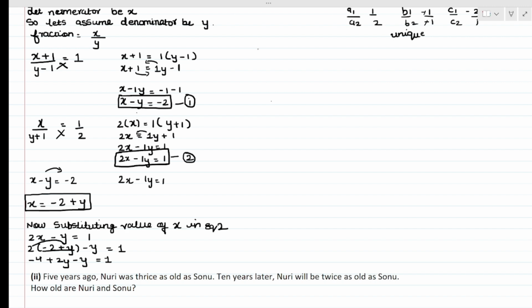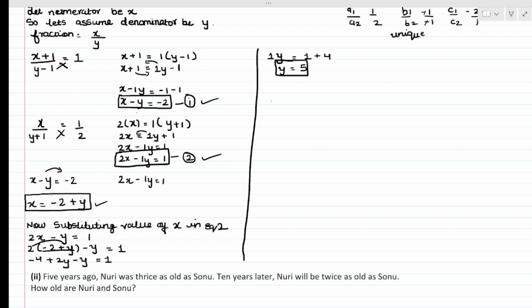Now take your like terms to one side. Make a line over here and you will get 2y minus y, that means you will get 1y equals 1 minus minus 4, that is, minus 4 goes to this side and becomes plus 4. y equals 5, that means my value of y is equal to 5. Now what will I do? I will substitute the value of y in any of the equations. You can take either 1, either 2, or the value of x, whatever you want. It is going to give the same answer only.